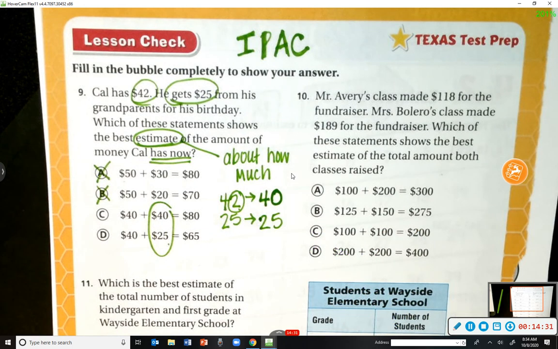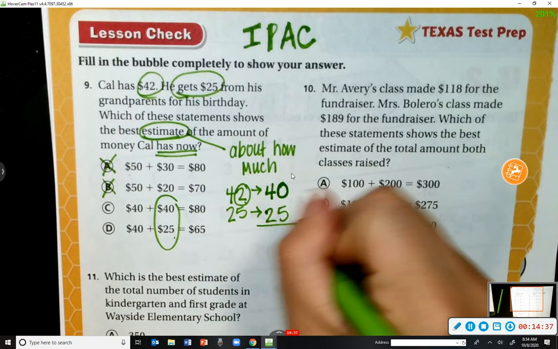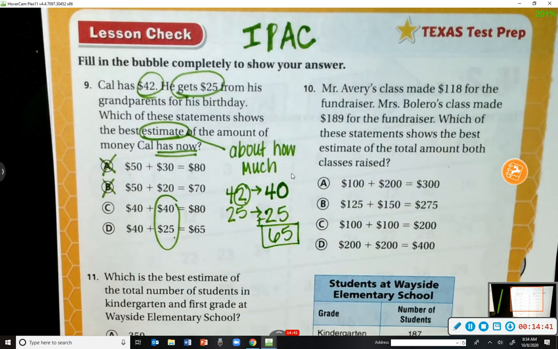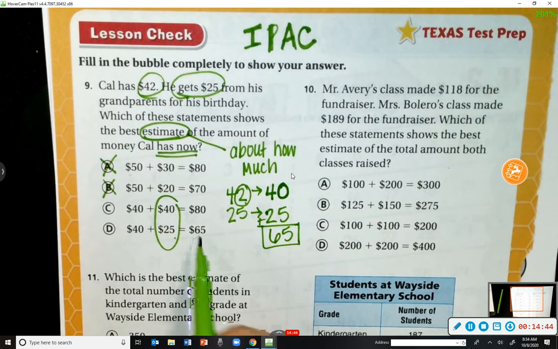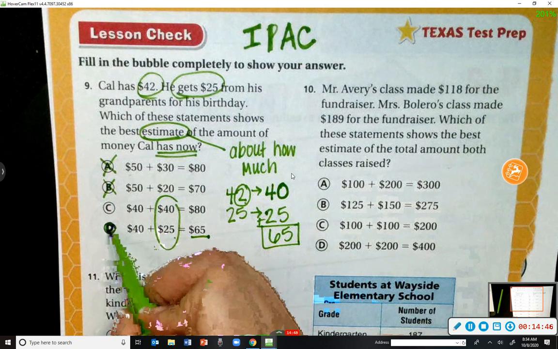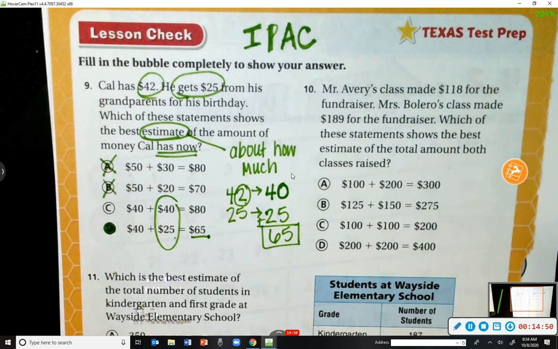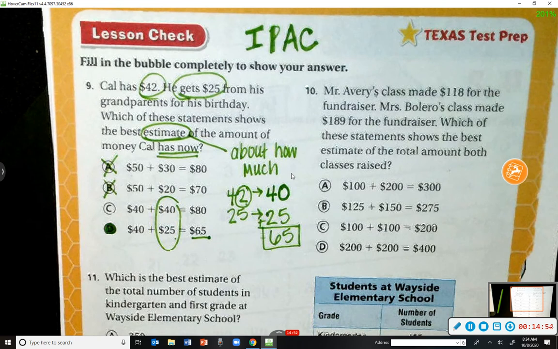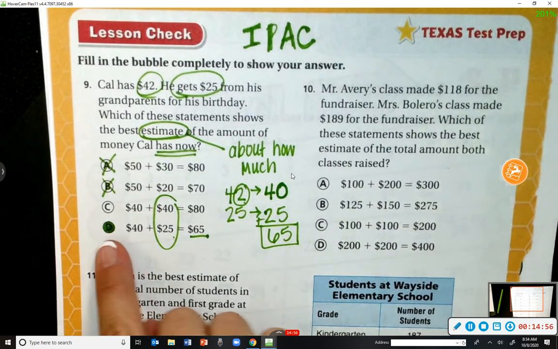Would we want to change 25 to 40 or keep it at 25? Keep it at 25. Okay? And that adds up to 65. So that's what we want. D would be the best estimate of how much money he has now. So out of the answer choices, this would have been the best.